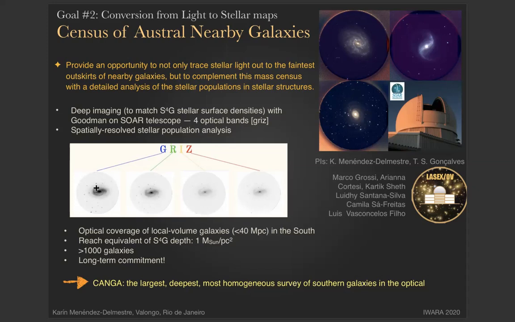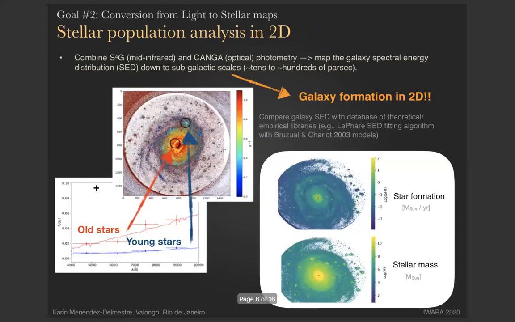What we're doing, because we've been doing this for 2 years already, is going down to the same depth as S4G in terms of mass, so down to 1 solar mass per parsec squared. We're doing this for over 1,000 galaxies. All S4G galaxies in the southern hemisphere will be included in this survey. This is a long-term commitment, and we are building Kanga to be the largest, deepest, most homogeneous survey in the optical for southern galaxies.